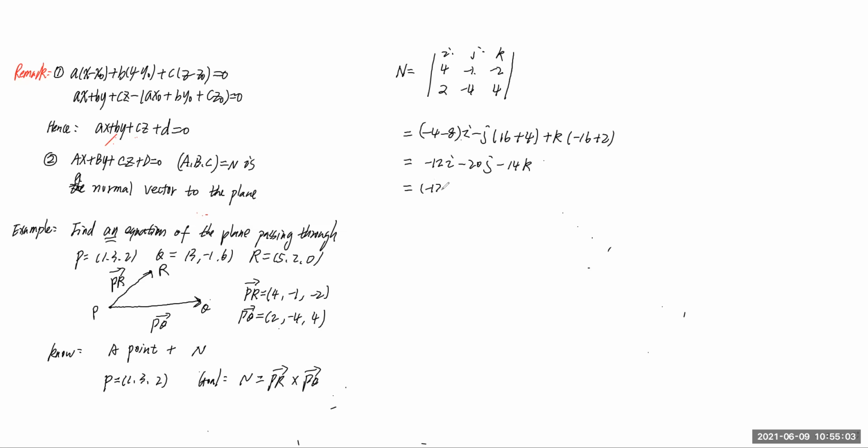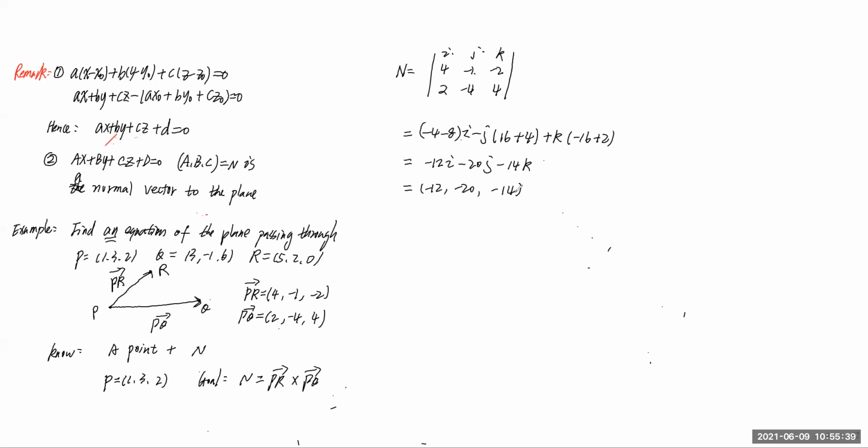So we just write 12, -20, like this. Okay, we just get N, right? If you look at the lecture notes, probably the N that I find is different from this one, but the solution is the same, because N is not unique. If you change the direction of PR and PQ in the cross product, you get a different direction, right? But it's okay.